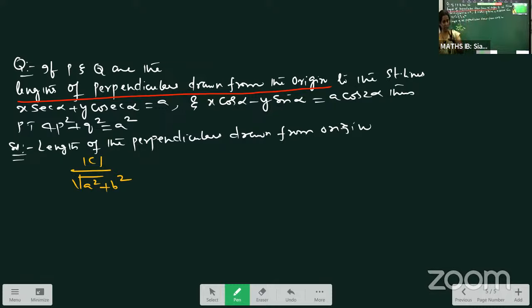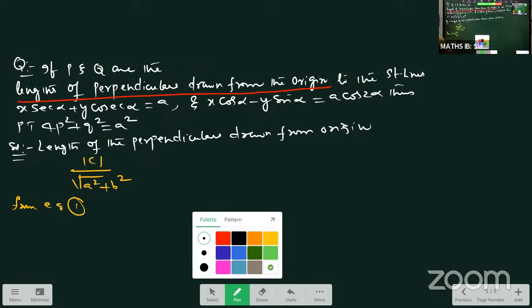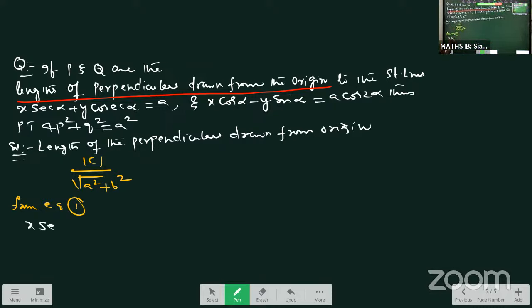Two questions are there for the two straight line equations. You apply the same formula. First one you name P, second one you name Q. If you do that, 4p square plus q square is equal to how much will you get? He is asking you. So now x secant alpha from equation 1: x secant alpha plus y cosecant alpha is equal to A. Then bring this one here: x secant alpha plus y cosecant alpha minus A is equal to 0.